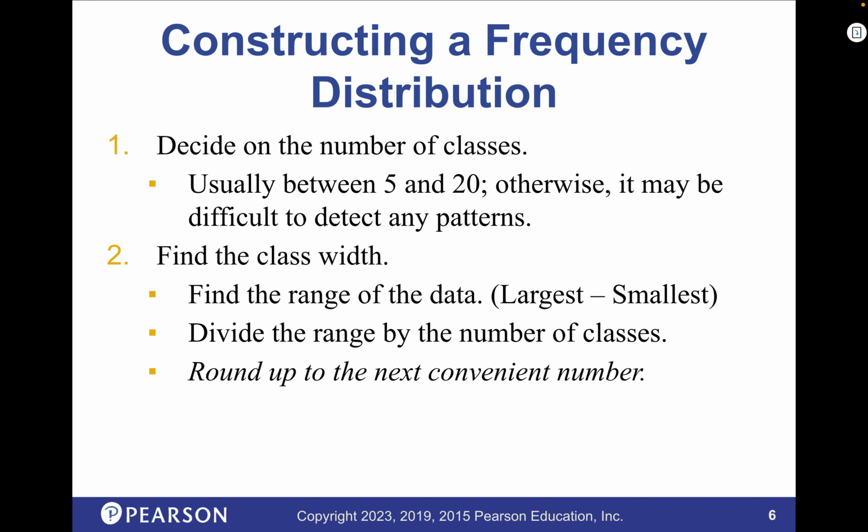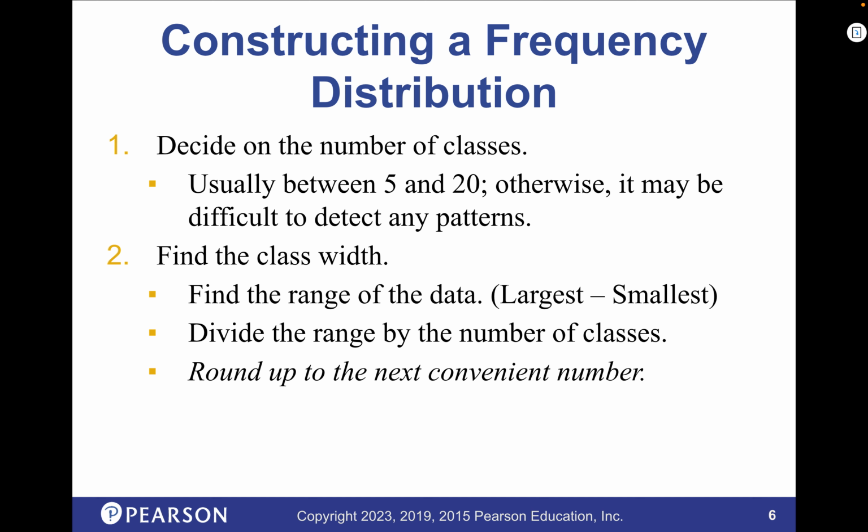A lot of times when you get into the homework, they will tell you what the class width is. Then we're going to need to find the class width. So you take the range of values, divide by the number of classes, and that's going to give us our class width. We always round up to the next one so that the class width is big enough to contain the smallest to the largest.